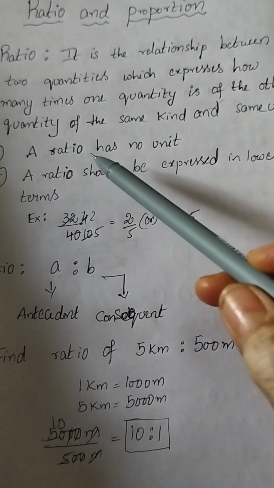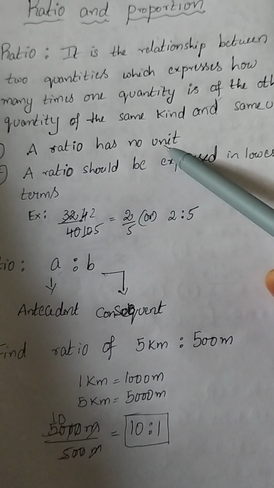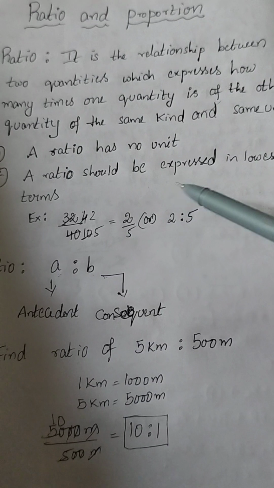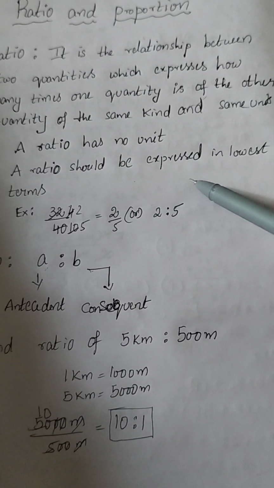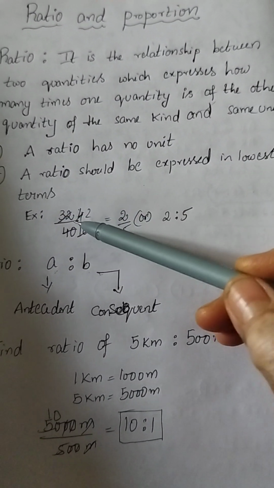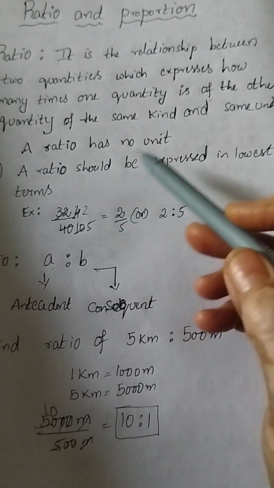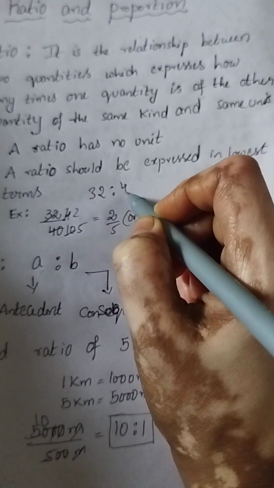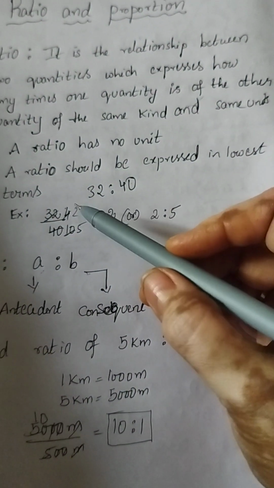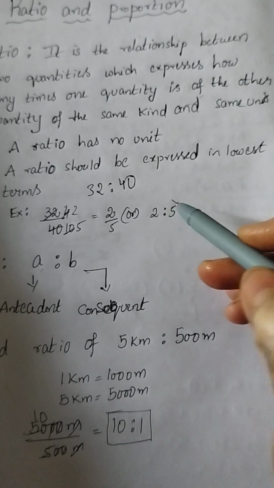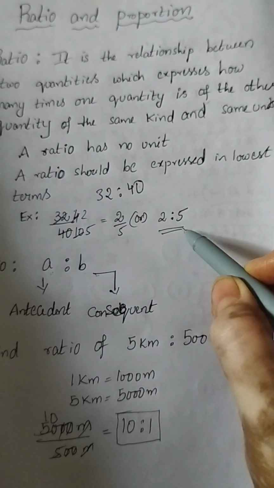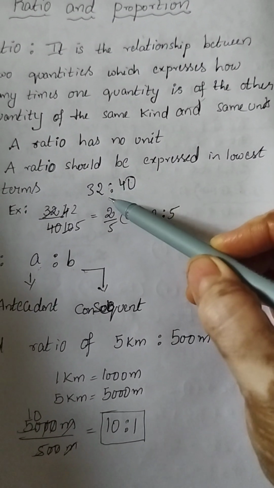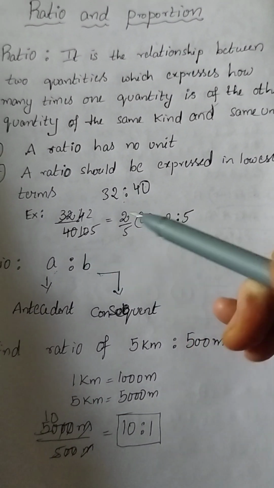The main important points are: ratio has no unit, it is just a number. Ratio should be expressed in its lowest form. Suppose you have 32 is to 40, you should see if any common factor is there and cancel it out. The ratio should be expressed in the lowest form, and it is represented in this form, A is to B.